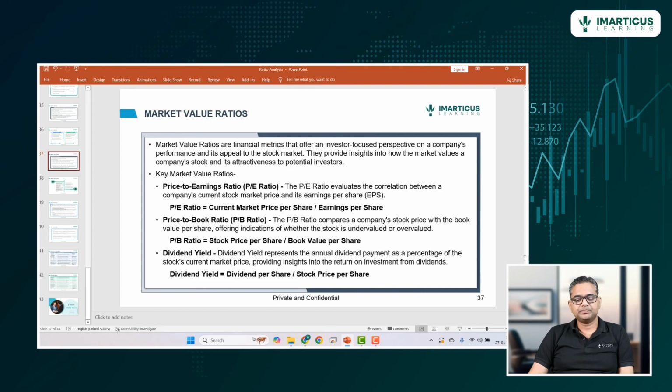So stock price per share divided by book value per share will give us the P by B ratio, and accordingly what we'll do, we will look at what is the average of the industry, what is the average of the similar companies, and then we can compare it with our target company and figure out whether currently our stock is trading at a much higher PB ratio or much lower PB ratio, and accordingly we can figure out whether it is overvalued or undervalued.